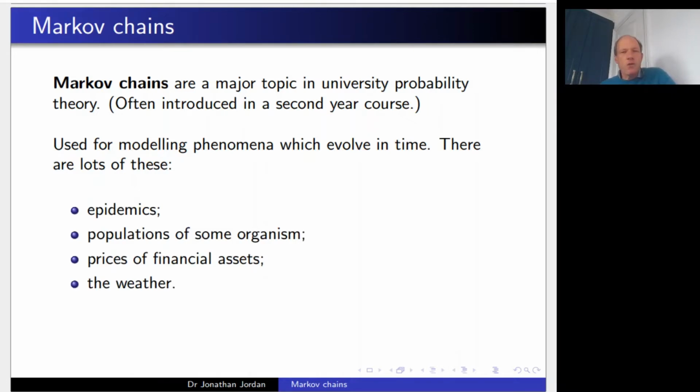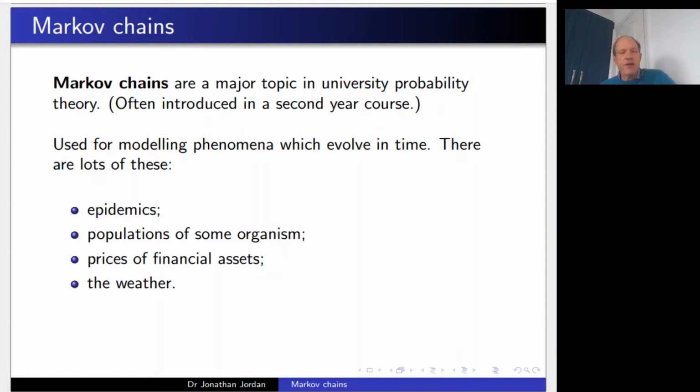So one, which has been particularly important, of course, recently, is epidemics. So an epidemic is something which evolves in time. It evolves in a way which is difficult to predict and has some randomness in it, according to, for example, if somebody has a disease, how many people do they then go on to infect? So that gives you the randomness in that.